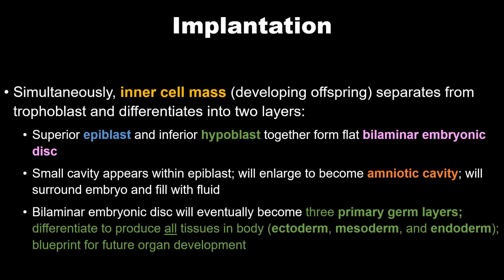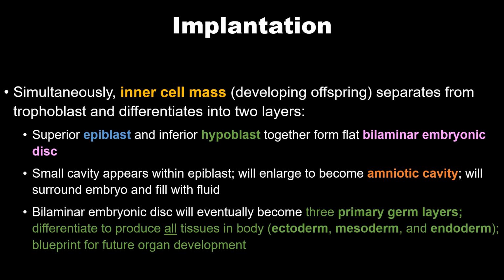Now, during the same period of implantation, while the trophoblast is becoming differentiated, the inner cell mass also separates and differentiates into 2 layers, the superior epiblast and the inferior hypoblast. Together they form a sort of flat bilaminar embryonic disc. It just means it is an embryonic disc that has two layers.